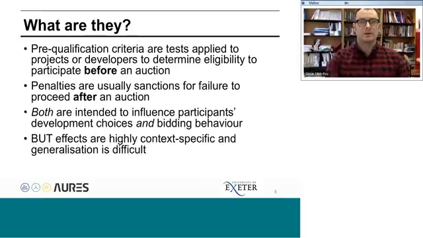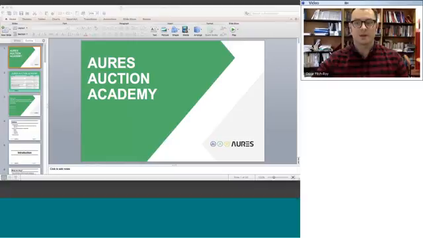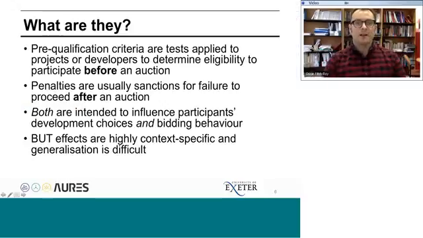Okay, so, well, what are they? I suppose that is the key question to ask. First of all, I'd say pre-qualification criteria, as a definition, are tests that apply to projects or developers to work out whether they're eligible to participate, and this occurs before the auction takes place. A penalty, conversely, is some kind of sanction or punitive measure which occurs after the auction to encourage and incentivize people to proceed with projects that have won in an auction.